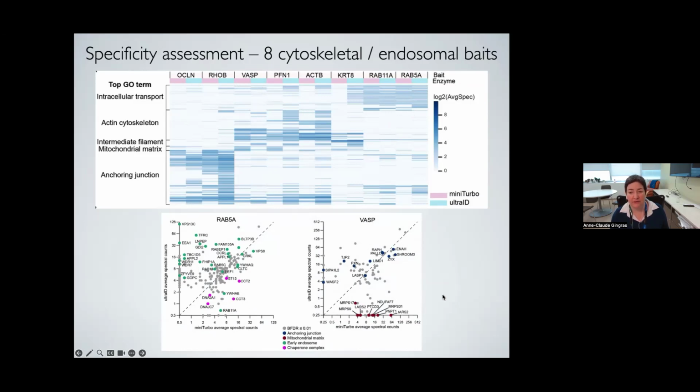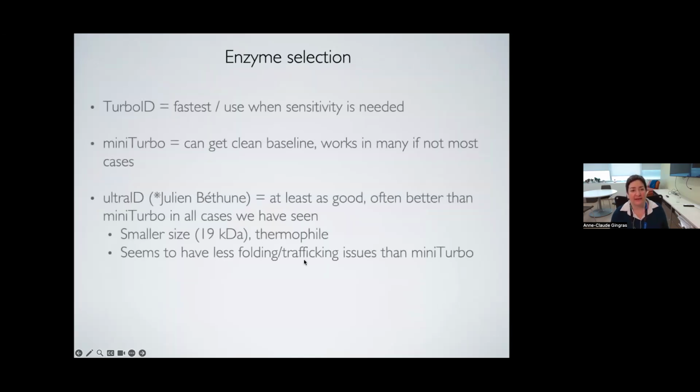So we feel that after all of these analyses and similar analyses that Saya did in 293 cells, that while Turbo ID is the fastest and we still use it whenever we need maximum sensitivity, Mini Turbo can get us a clean baseline, and it works with many, if not most cases, but we found some exceptions where it didn't work. By contrast, we find that Ultra ID, which was developed in Europe by Julian Bethune, is at least as good and often better and sometimes much, much better than Mini Turbo in all the cases that we've seen so far. So we haven't seen any case so far where Mini Turbo clearly outperformed Ultra ID.